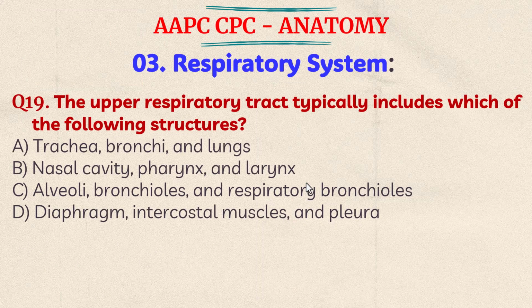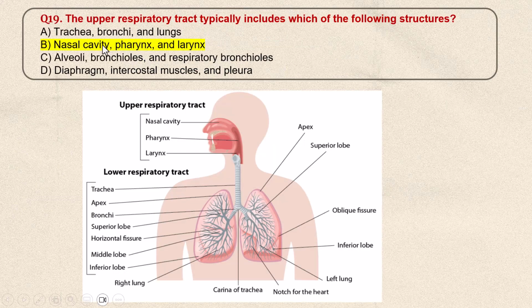Question number 19. The upper respiratory tract typically includes which of the following structures? So there are four answers available. Please pause the video and find the answer. Okay, the correct answer is B. Nasal cavity, pharynx, and larynx. So when you look at the upper respiratory tract, you can see the nasal cavity, pharynx, and larynx make up the upper respiratory tract. The lower respiratory tract includes the trachea, bronchi, bronchioles, and the lungs and alveoli.